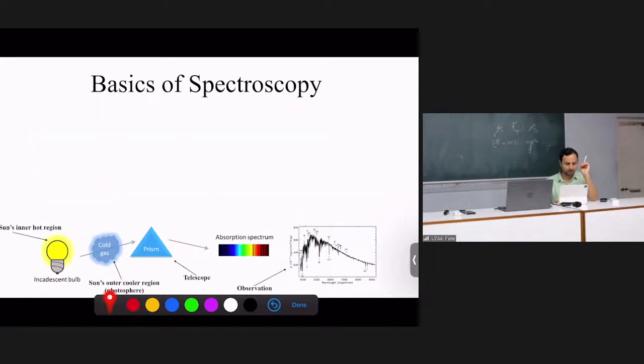Now in the case of the sun, what happens? This bulb is nothing but the sun's interior hot region, the sun's core, where nuclear fusion is taking place. What is this cold gas? This is the sun's outer cooler region, or photosphere. What is the prism? It is our telescope, basically an instrument on the telescope, not the telescope itself: a spectrograph. And what we see is the absorption spectrum from the sun. Basic ideology, and everybody understood.